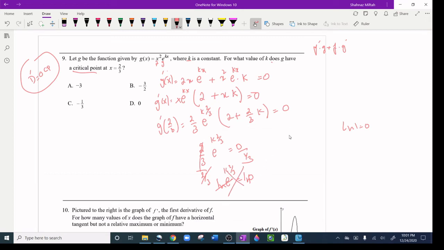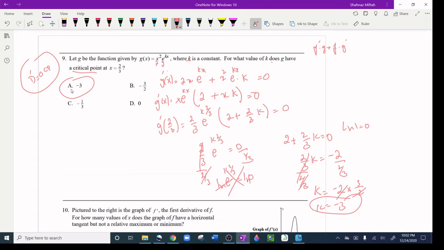Now we're going to make this equal 0. 2 plus 2/3 k equals 0, and that way I can get k by itself. It's going to be -2, divide by 2/3 and divide by 2/3. They cancel out. I'm left with k equal to -2 times, you do the reciprocal, 3/2. So 2 and 2 cancel out. I'm left with -3. So k is equal to -3. So the answer for question number 9 is A.